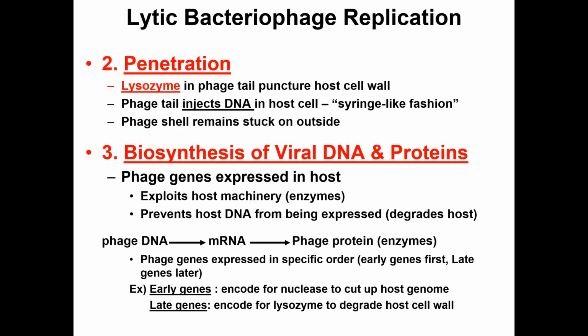Because if you make too much of it, you're going to kill that host cell prematurely, right? Because it breaks down peptidoglycan. But you're going to need that lysozyme later on to get out. So, lysozyme would be produced later on in infection. Okay, I don't mention any middle ones because not really appropriate for this level of course. But typically they are expressed in chronological order.